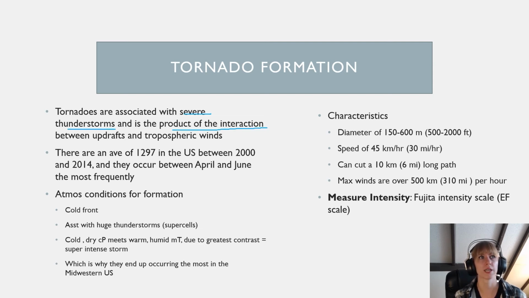It is the product of interaction between updrafts and tropospheric winds. There are an average of 1,297 in the U.S. between 2000 and 2014, and they occur between April and June most frequently. Atmospheric conditions for formation are a cold front, supercell thunderstorms, also known as huge thunderstorms, cold, dry, continental polar air masses will meet a warm, humid, maritime tropical, because these are the greatest contrast. So CP versus MT is the greatest contrast, okay? They are the most opposite.